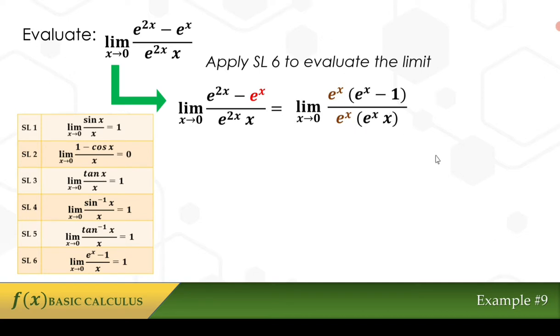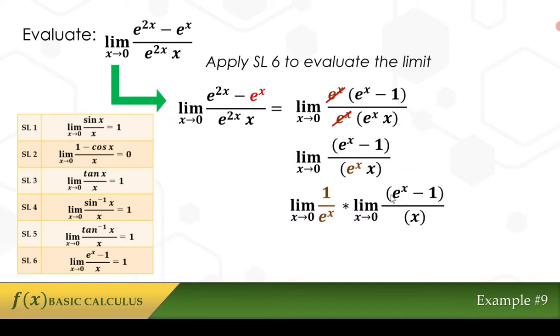Alright, so let's cancel out e raised to x. This is our remaining term, e raised to x minus 1 all over e raised to x times x. Right now we need to eliminate e raised to x, so let's factor out e raised to x. Let's apply the limit laws. This will give us the limit of 1 all over e raised to x as x approaches 0 times the limit of e raised to x minus 1 all over x. Ayan, so right now, pwede na natin magamit si SL number 6 to evaluate the given limit.